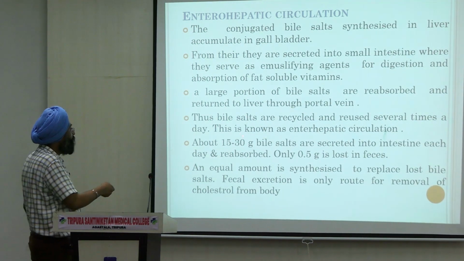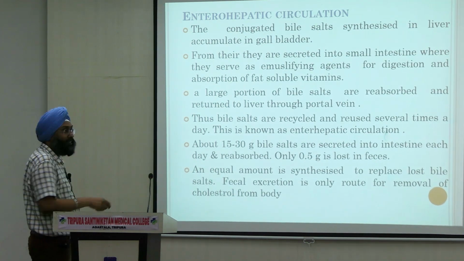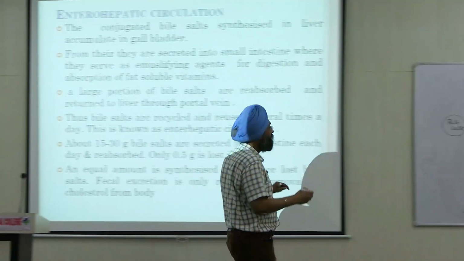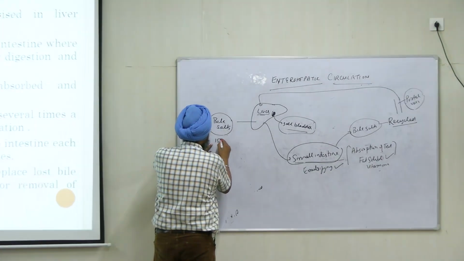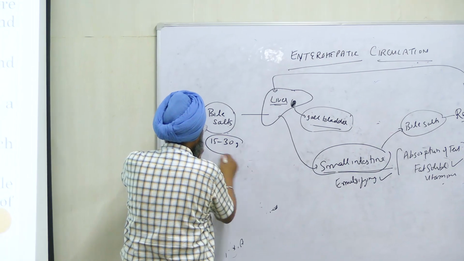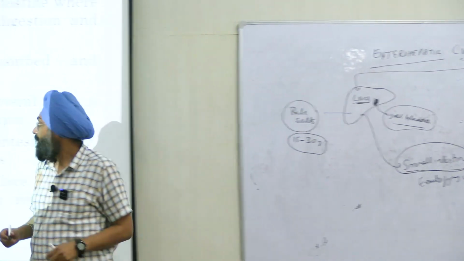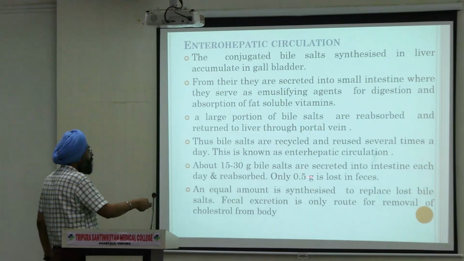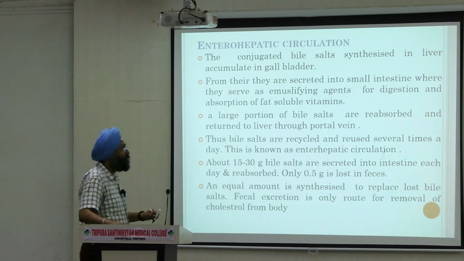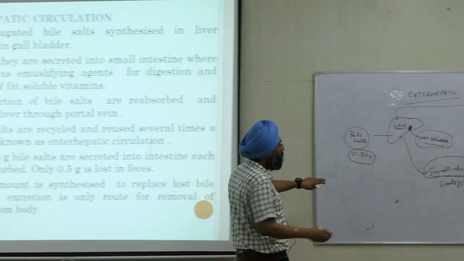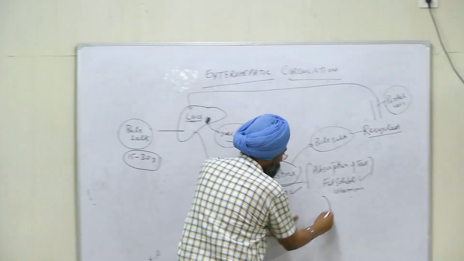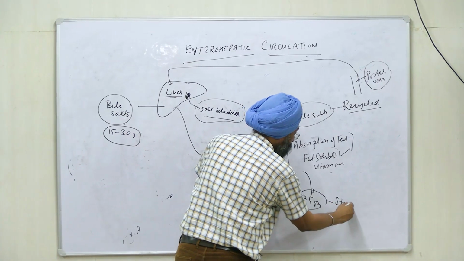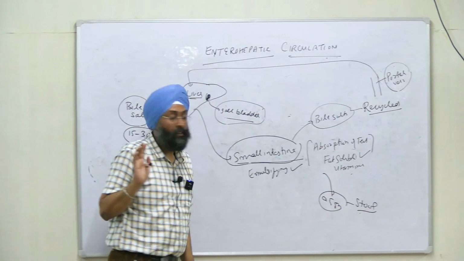And remember one thing, 15 to 30 gram of bile salts are secreted into the intestine each day. So daily, how much? 15 to 30 gram, right? And each day, after reabsorption, only 0.5 gram is lost in stool. Out of this complete circulation, 0.5 gram is lost in stool or feces, right?